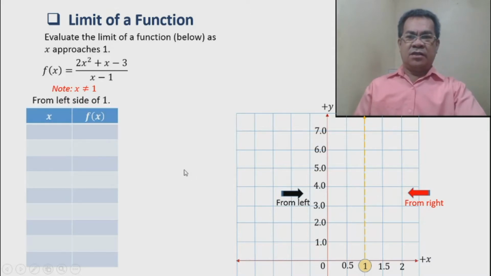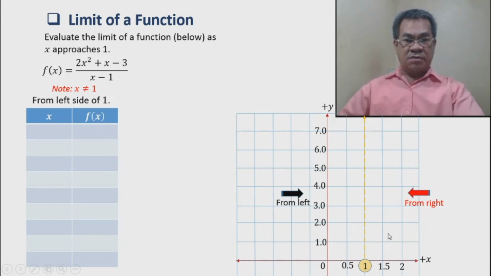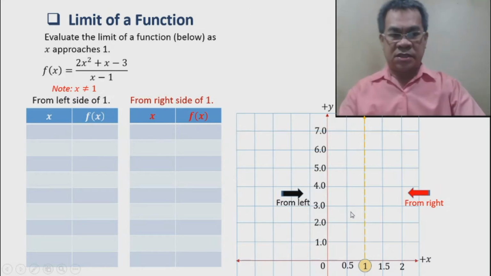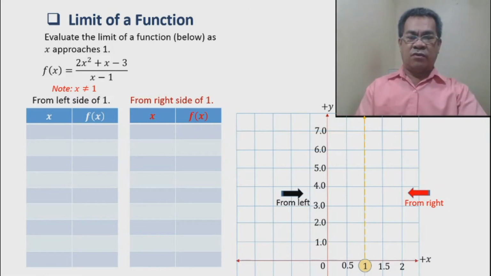Let's see what the response of this function will be when we evaluate the function as x approaches 1. From the left side of 1 is the left-hand limit. Then we also have the table for the right hand. We want to know the response of the function as x approaches 1 from the left and from the right. Let's start with 0, which is from the left hand of 1.